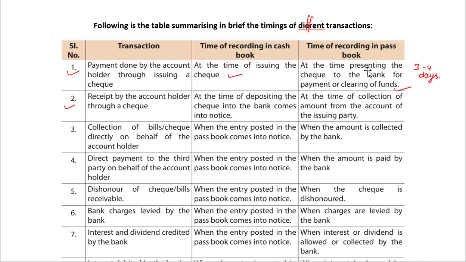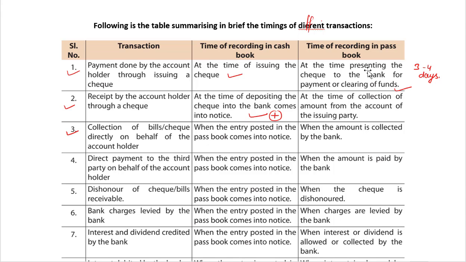Point number 2, receipt by the account holder through a check. Time of recording in the cash book: at the time of depositing the check into the bank, I will add it in the cash book. But the collection of the amount from the account of the issuing party may take 2-3 days.